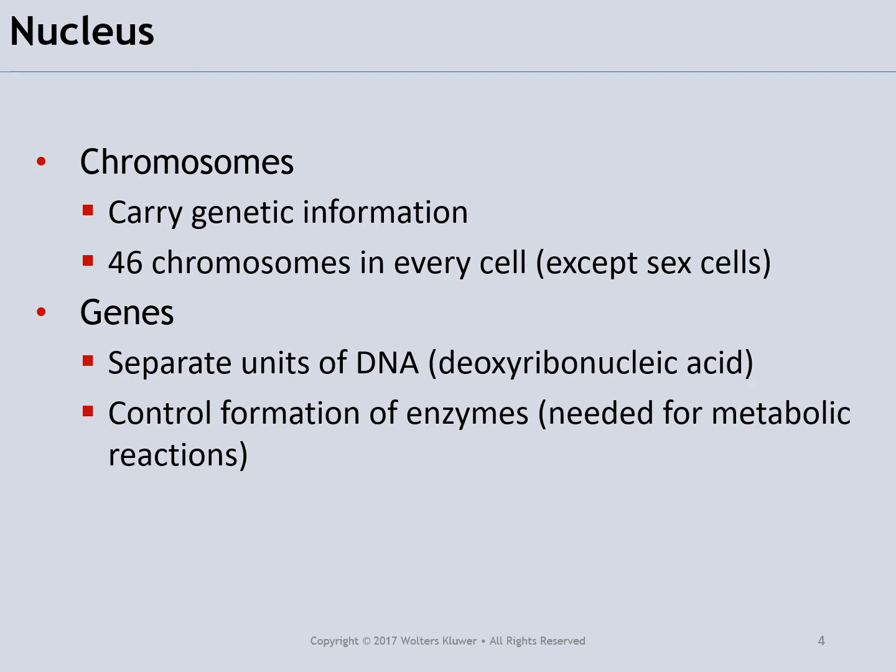In the nucleus, there are chromosomes. They carry the genetic information. In humans, there are 46 chromosomes, except in sex cells, where there are half that number, half from the male and half from the female gametes, being the name for male and female sex cells. Genes are separate units of DNA, or deoxyribonucleic acid, and that controls the formation of enzymes primarily, which are what are needed for metabolic reactions within the cell.